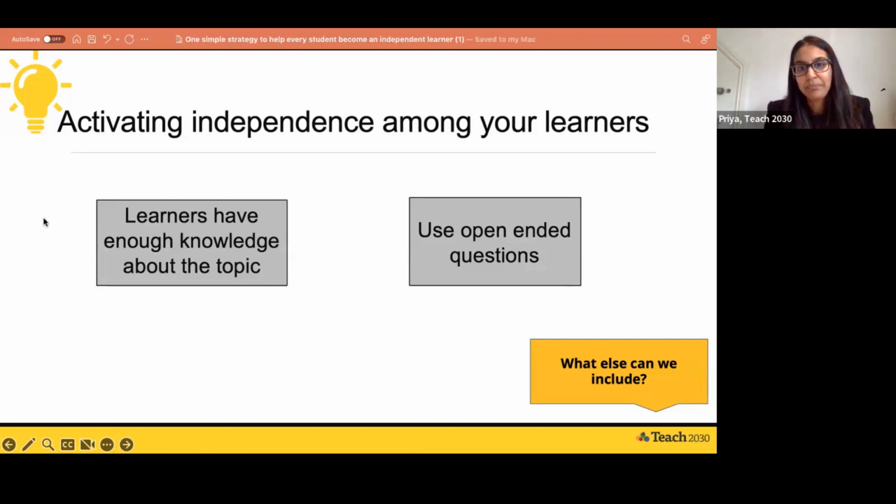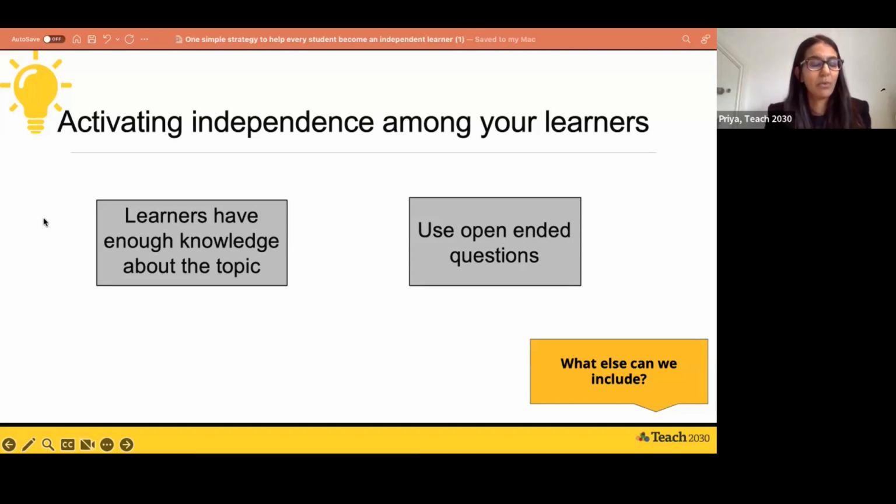And secondly, use open-ended questions. So in this particular example, Hamid has used his best practice of using effective questioning, but the type of questioning he might be using is called open-ended questioning as well. So it allows a discussion amongst learners too.